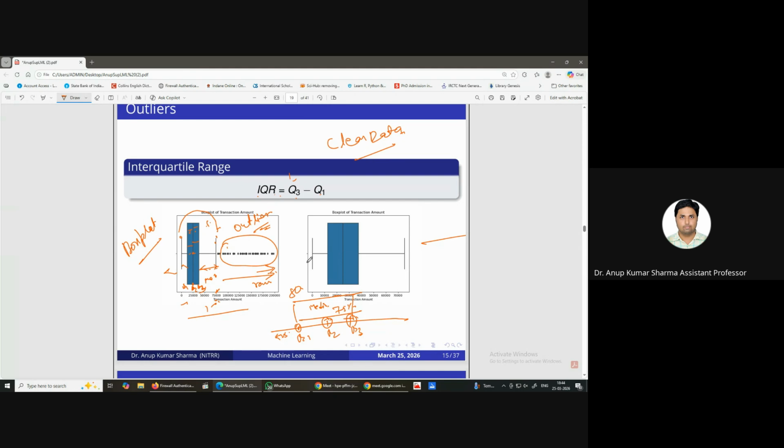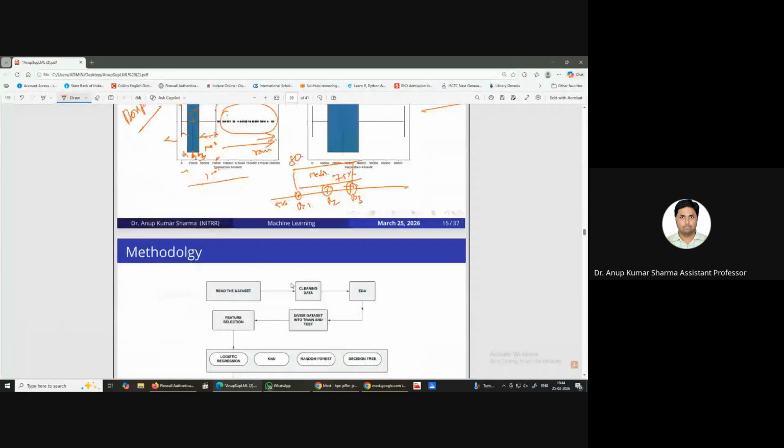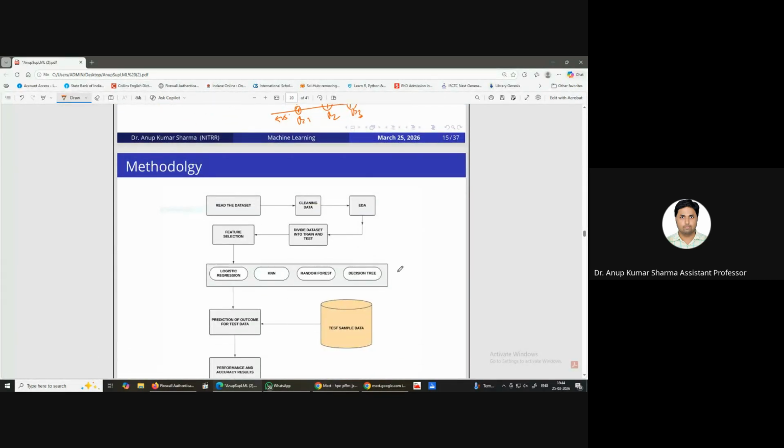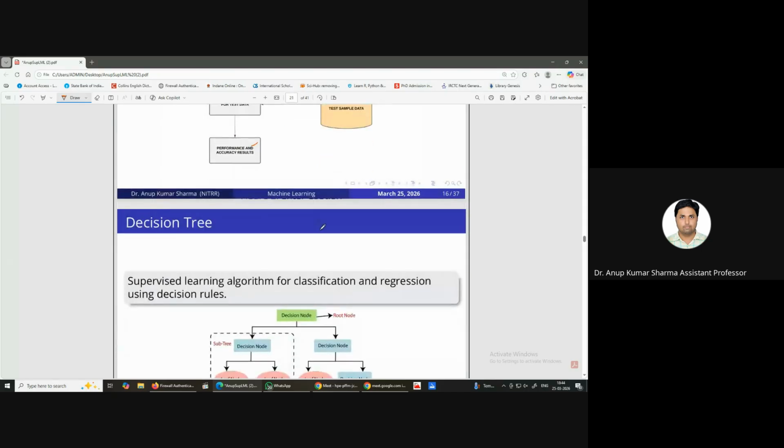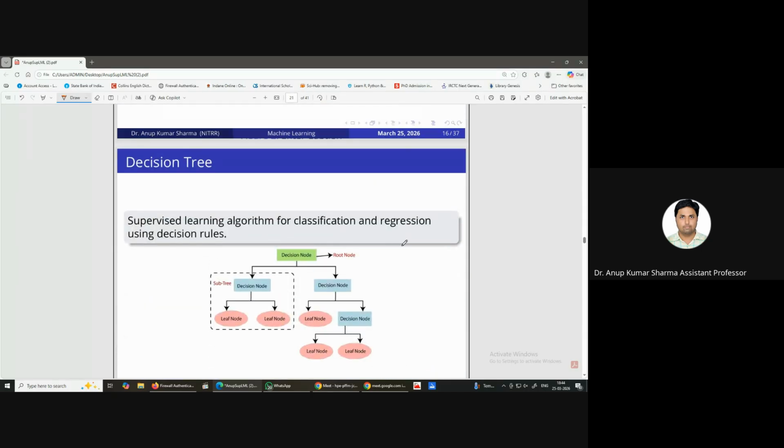This is the box plot in which we remove the outliers, meaning the not useful data. We have cleaned something. Now we have some methodology, you can say the flow. We have read the data set, cleaned and explored it. We already have Logistic Regression, KNN, and random forest. These are the models we can apply at the same time or one by one. After that, we predict and test on the sample data. This is the flow chart.